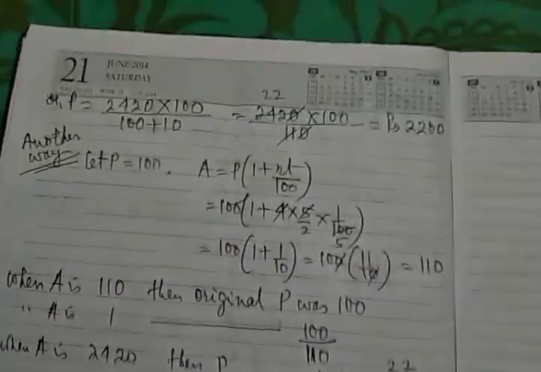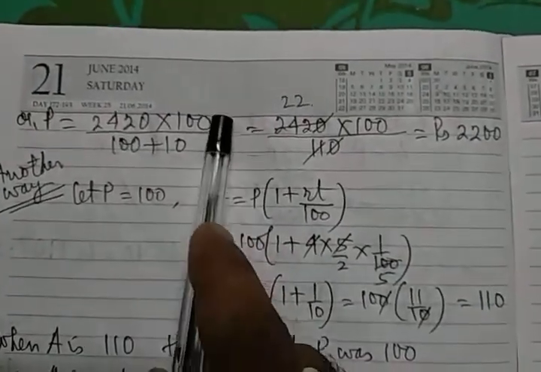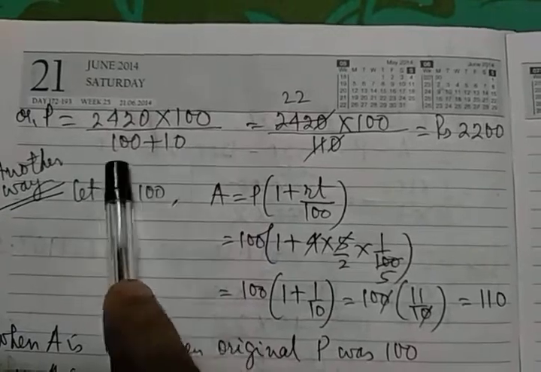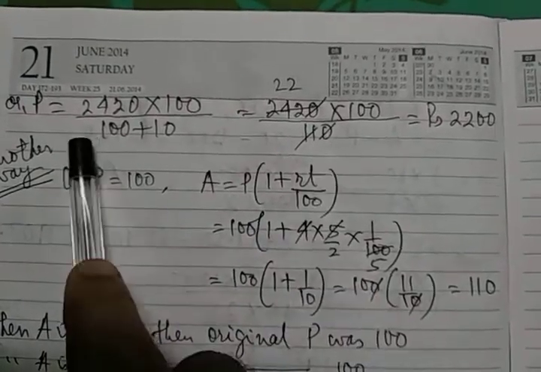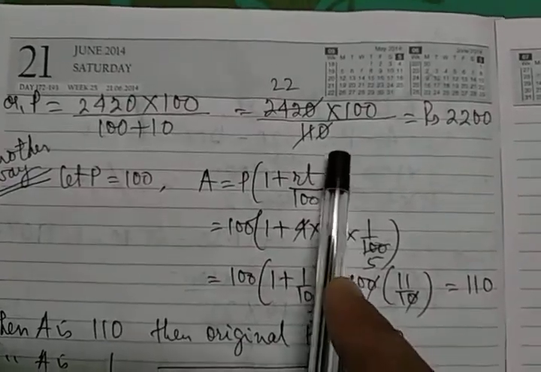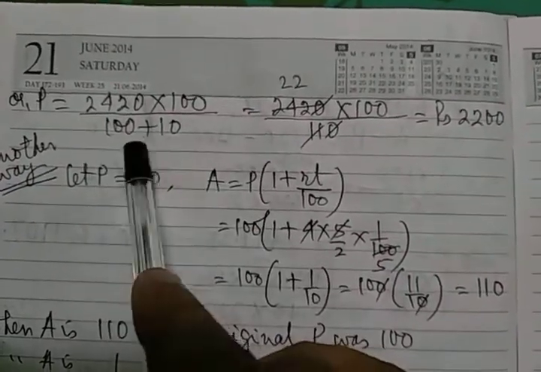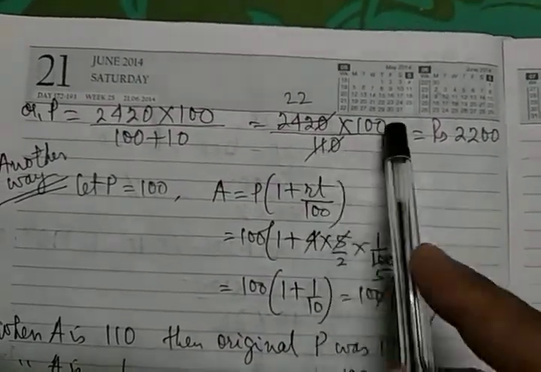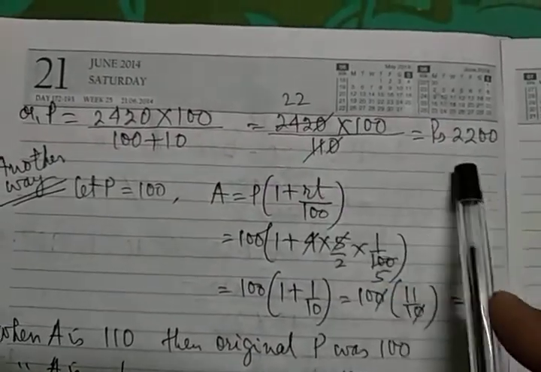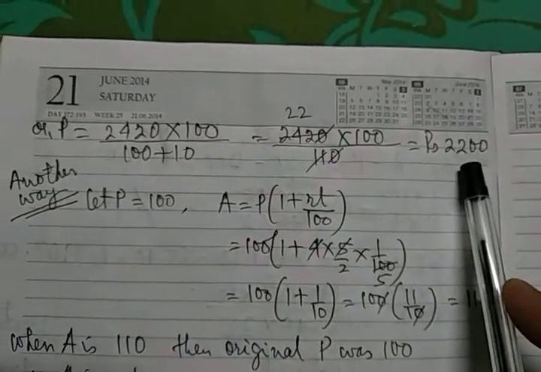So we are going into the next step, next page. So 2420 into 100 in the numerator, and down 100 plus 10. 100 plus 10 will give you 110. You work with the bracket. I missed that. So 100 plus 10, 110. Otherwise, you will cut 100 and 100 up, down. That is wrong. So you get a single number, 110. Then you cut. And then you are getting the principal as 2200.